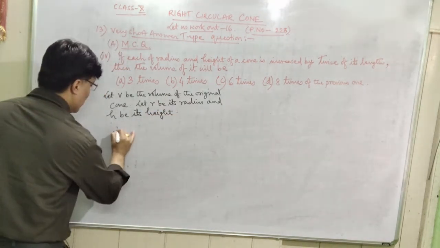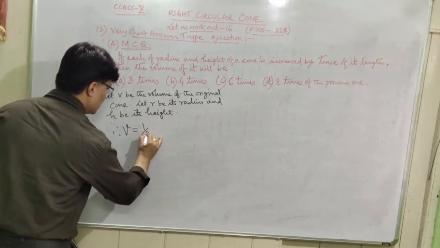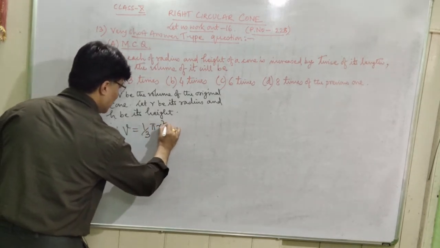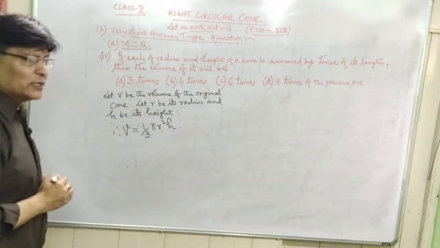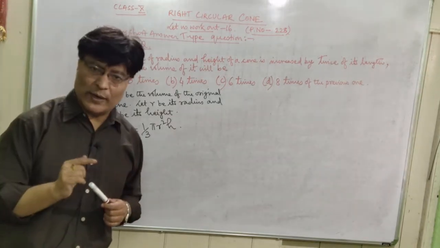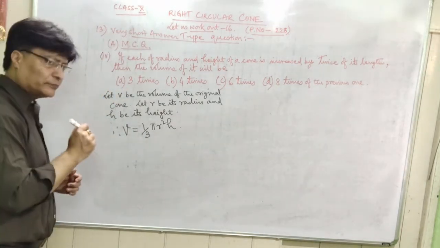Okay. So its volume is given by V is equal to 1/3 pi r square h. So what is the volume of the original cone? It is 1/3 pi r square h.